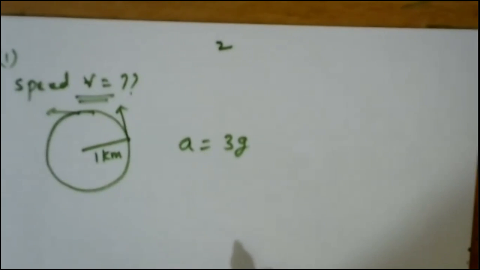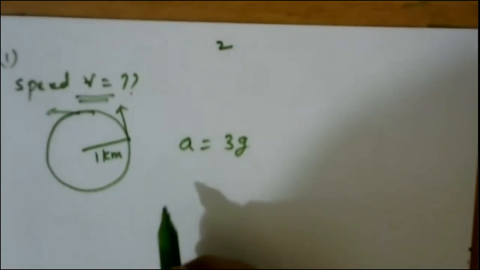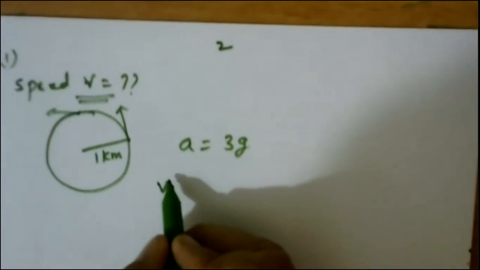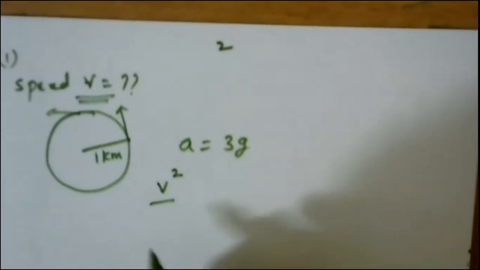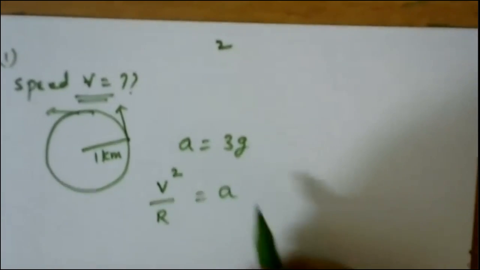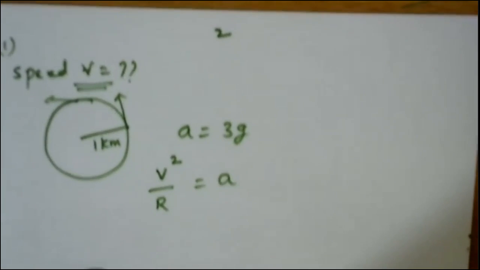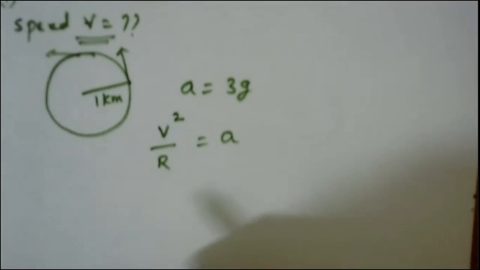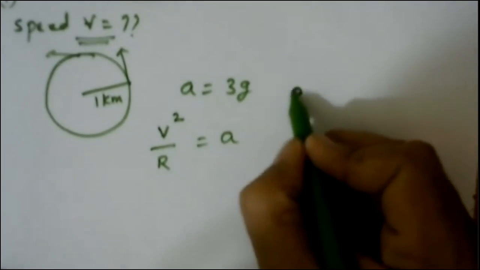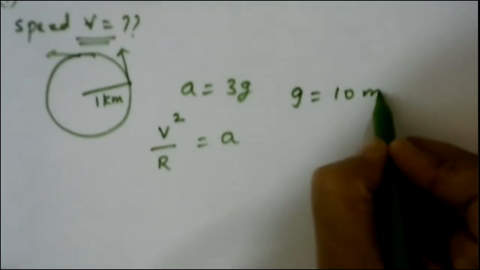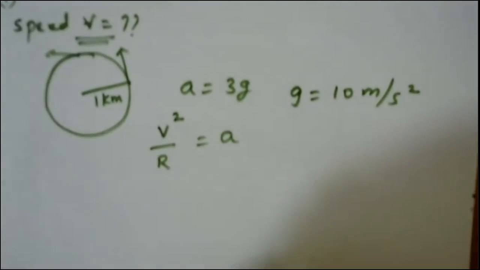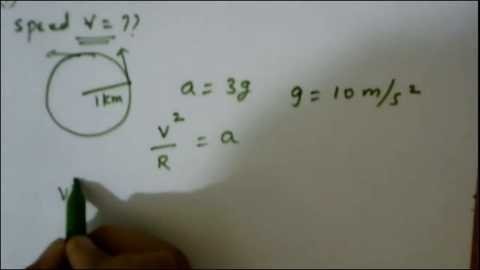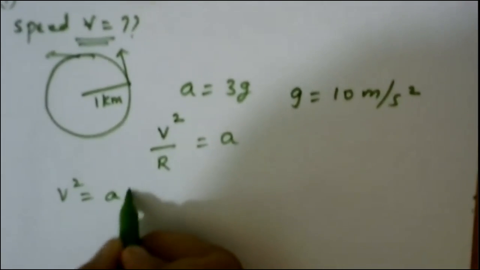Whenever a particle is moving in a circular motion, we know that we can use the acceleration, which is given by v square divided by r is equal to a. Do you remember what this equation is? This equation is nothing but the centripetal acceleration, right? So using this equation, you need to find out the value of v. Now let us substitute the values. Let me take the value of g as 10 meter per second square. Based on this, you can now write v square is equal to a into r.